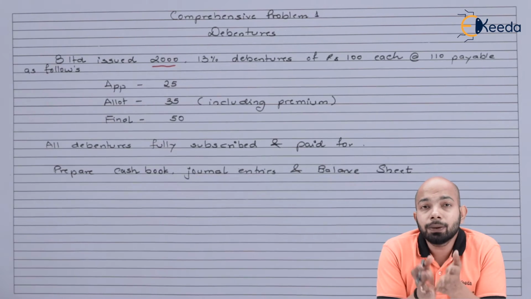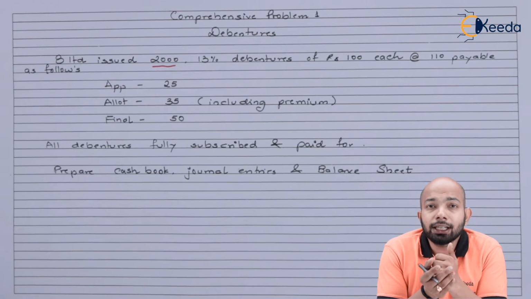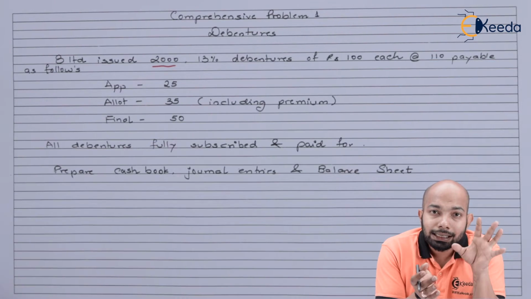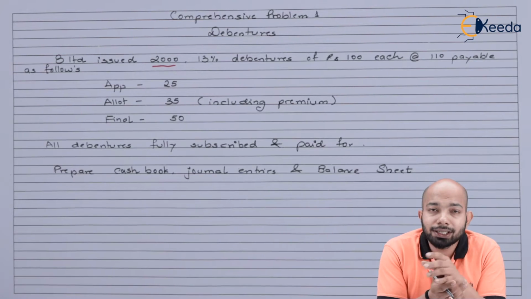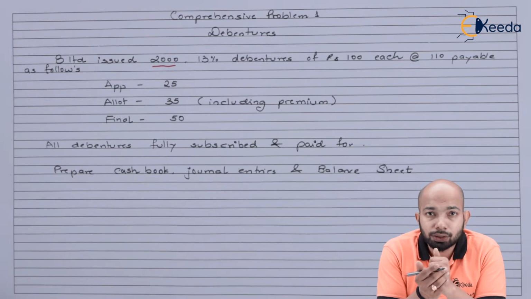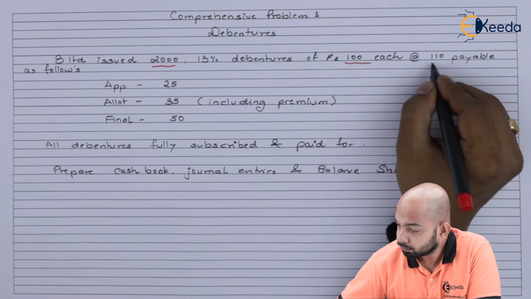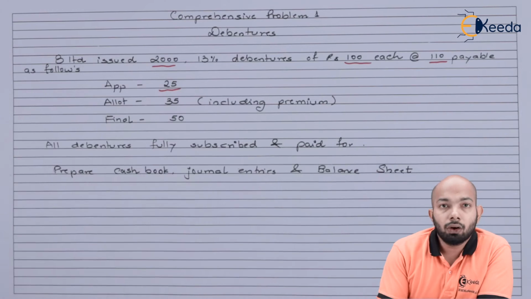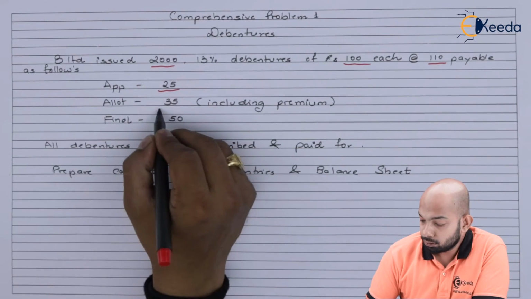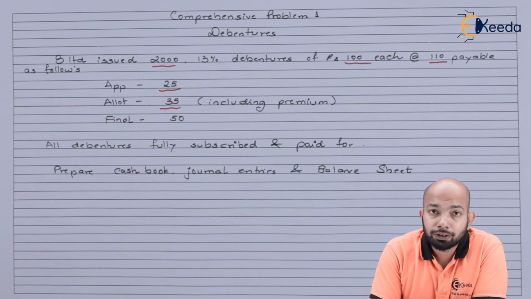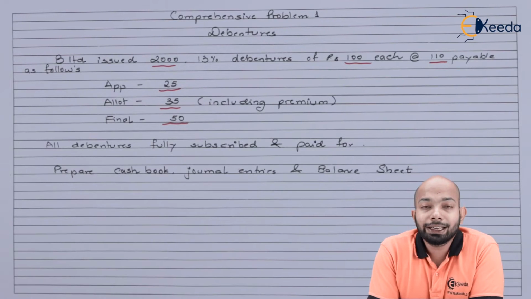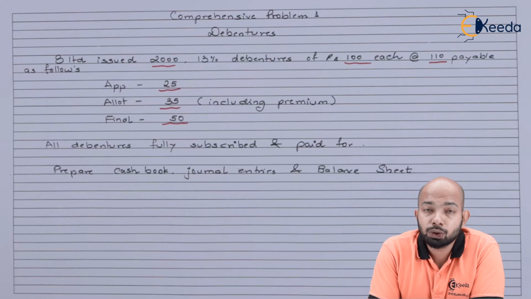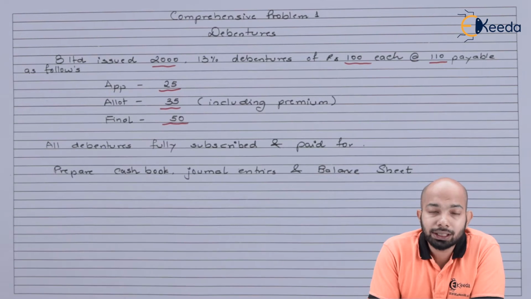So every person applying for this debenture will have to pay 10 rupees additional as premium. Such 2000 debentures were issued for subscription. The payable amount, that is the bifurcation of 110, was as follows. On application it was 25 rupees. On allotment it was 35 rupees, which includes the premium as well. On the final call it was rupees 50. All the debentures were fully subscribed and the amount was duly received on time.